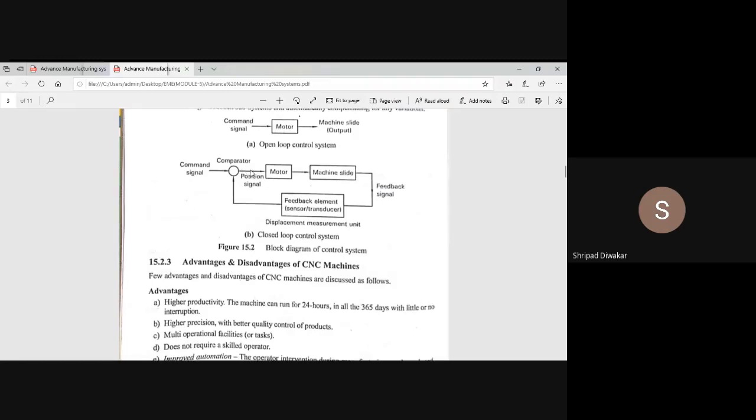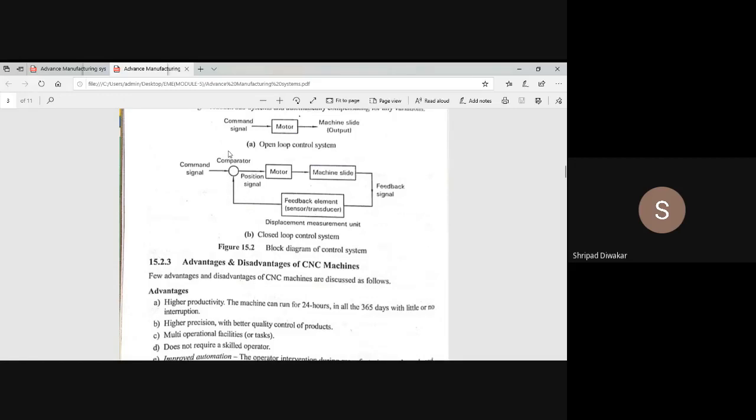Here we have the command signal. The command signal goes to the input, and then we have the motor, which is nothing but your controller unit, and next we have the actual machine. From the machine, there is a part called a sensor or transducer. It is a feedback element introduced between the input device and the actual machine. You see the diagram properly. There is no feedback element in the open loop system. Here we have a feedback element, which is nothing but a sensor or transducer, introduced between your input device and the actual machine.